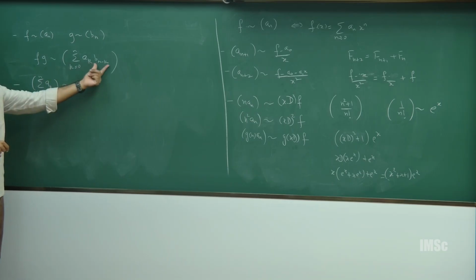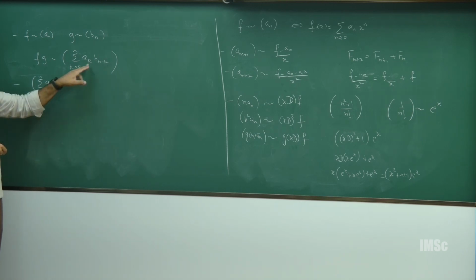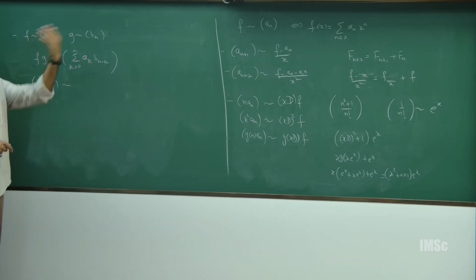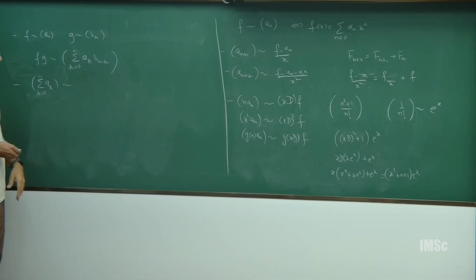So, what are the b's here? What are the b's if you look at it? B's are all 1. And so, what are we saying? Multiply it with a series whose coefficients are all 1. Which series has all coefficients 1? Geometric series, right.